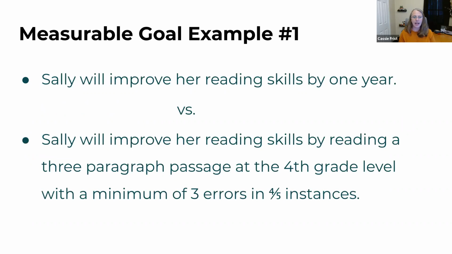So let's look at an example. Sally will improve her reading skills by 1 year. I've seen this in IEPs, team goals, 504 plans, team meetings, grade level. Our question for that would be, is Sally improving her reading skills by 1 year? Well, at the 1 year mark or by the deadline, we could probably test and see if she's made it a year, but along the way, we really have no idea how she's doing, right?